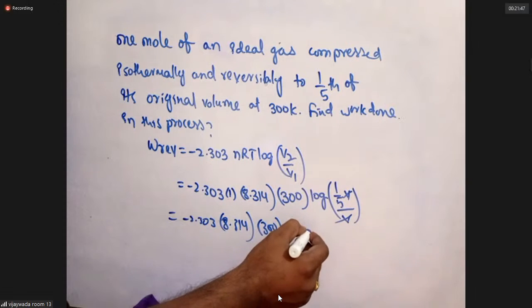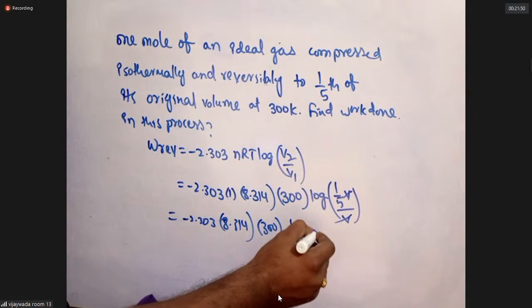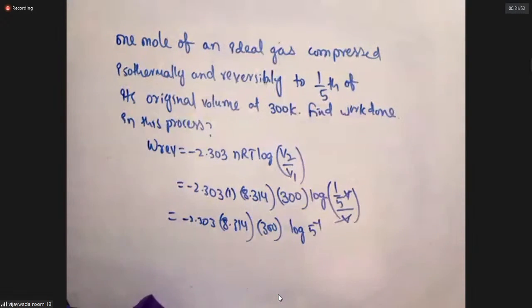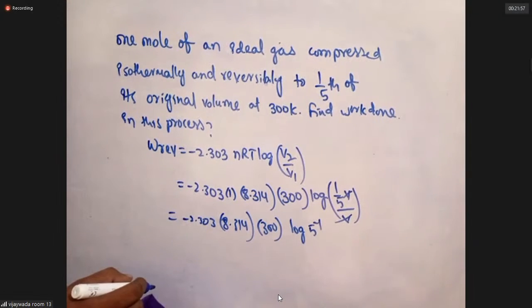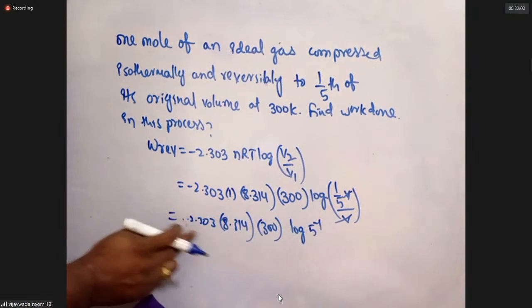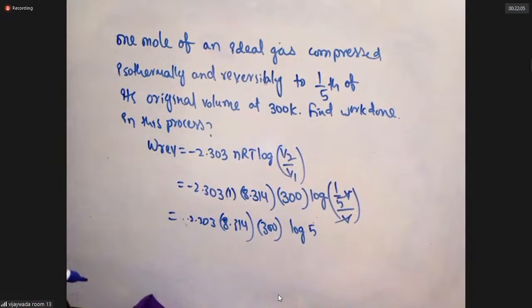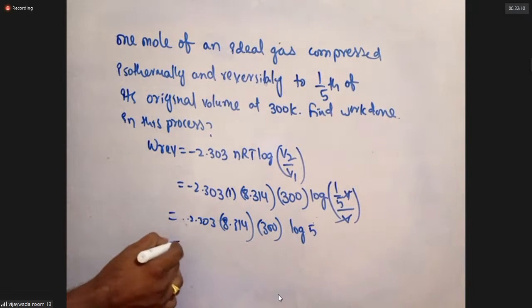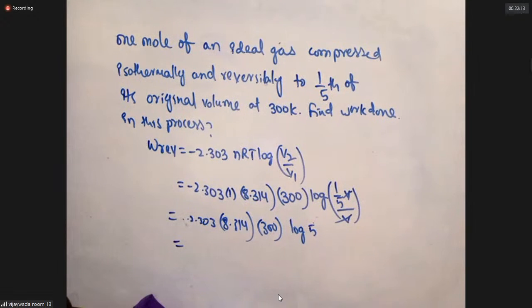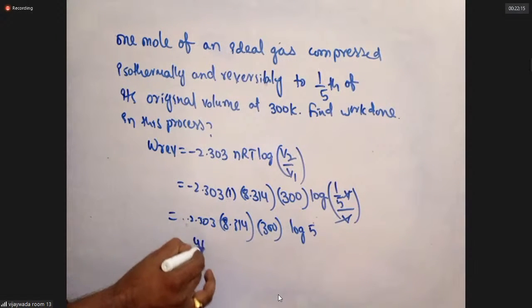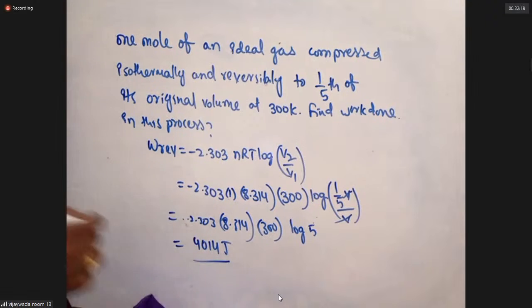So log 1 by 5 means log 5 inverse. Log a to the power of x is x log a. So minus 1, minus becomes plus. Now log 5 value is 0.699. If you substitute that, you will get the answer 4014 joules. 4014 joules. Students, got it?